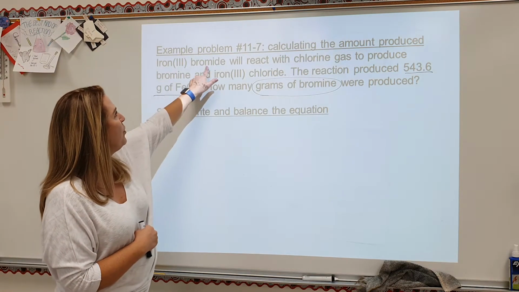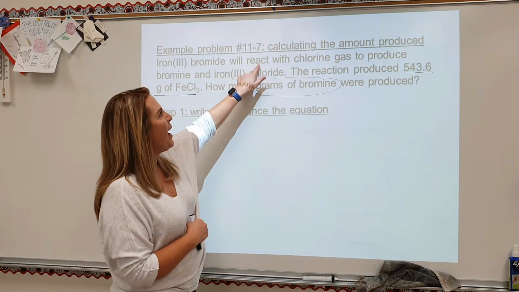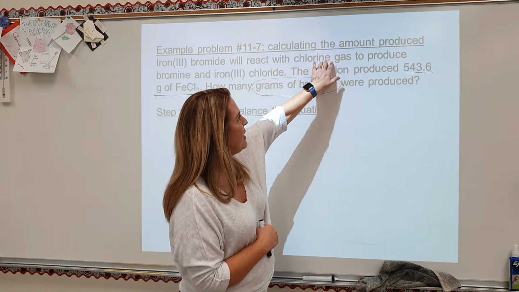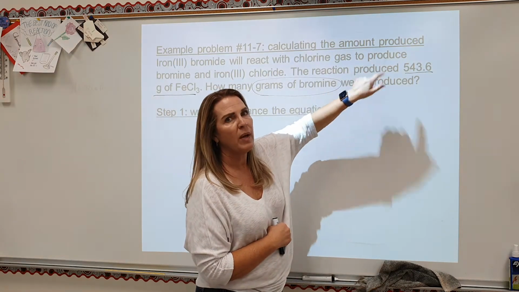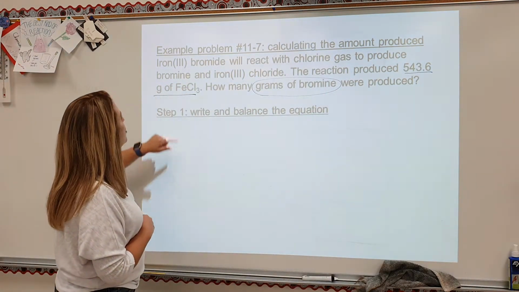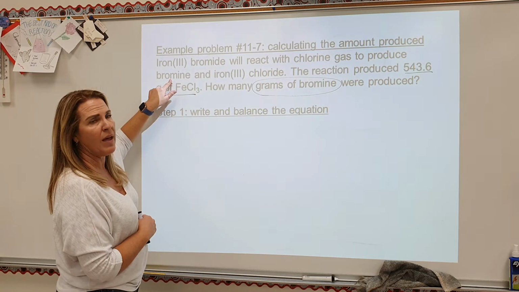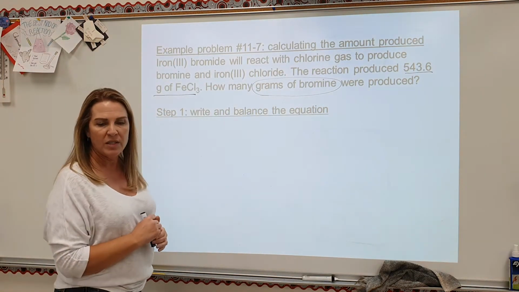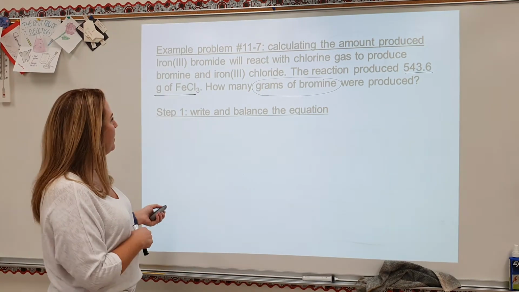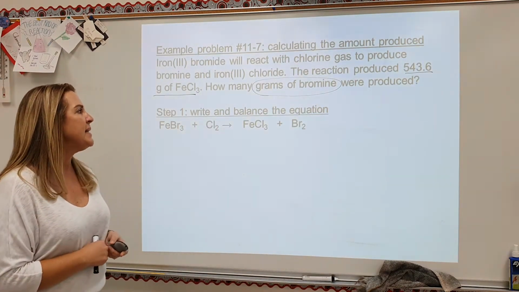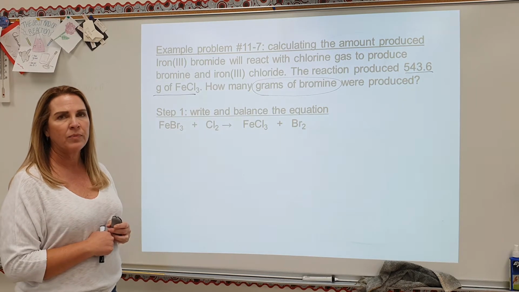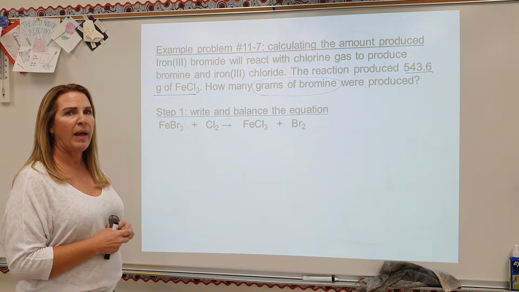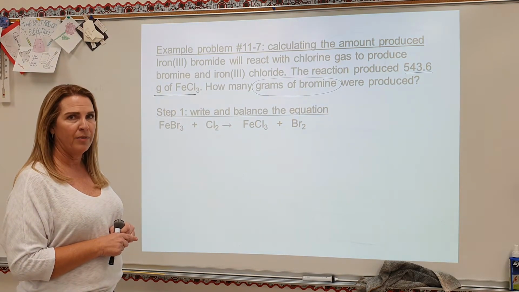But we have iron 3 bromide will react, that means plus, chlorine gas, remember that's one of our 7 diatomics, to produce, which tells me I'm going to write my arrow, bromine, another one of our 7 diatomics, and iron 3 chloride. So let's go ahead and see what that reaction looks like. It's not balanced right now. So why don't you take a minute, stop the video, and balance this equation. Stop now.